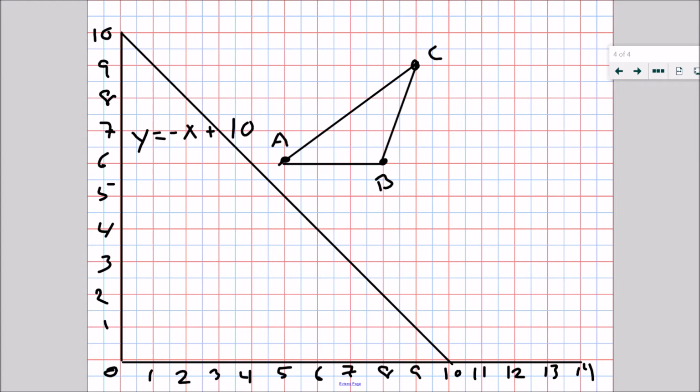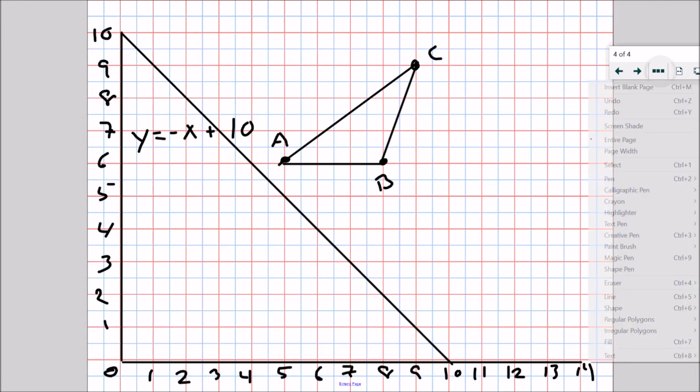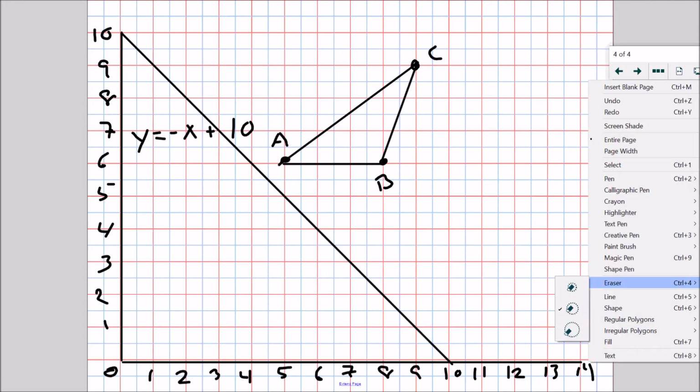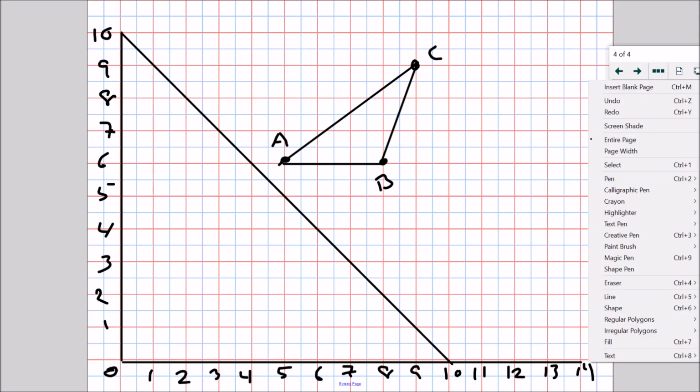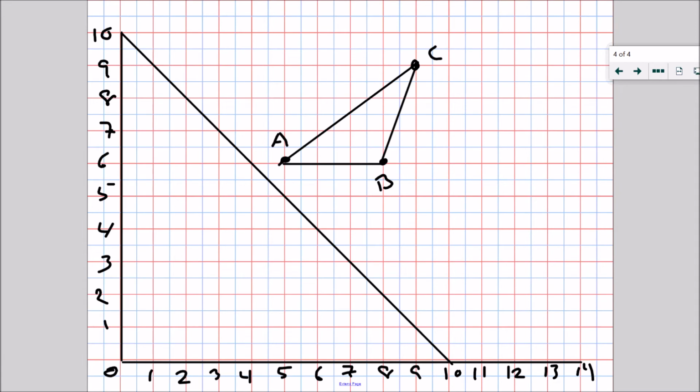Whatever point you go on this line, if you take the negative of the x and add 10 to it, that'll be where y is. Again, that's way past grade 6. You don't have to worry about being able to figure that out on your own, but it is a thing. That's how we name this line. So this line is y equals negative x plus 10.